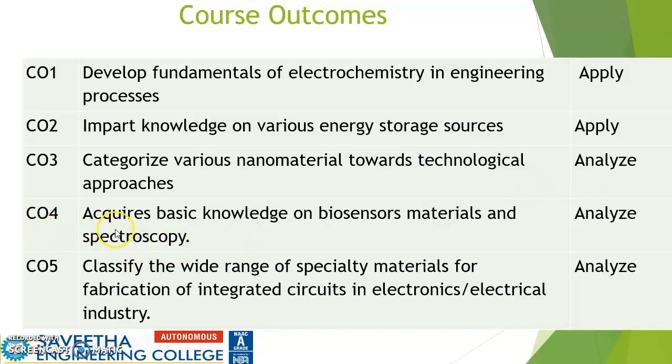The course outcome for the fourth unit is to acquire basic knowledge on biosensors, materials, and spectroscopy. The Bloom's taxonomy level is also analyze. The course outcome for the fifth unit is to classify the wide range of specialty materials for fabrication of integrated circuits in electronics and electrical industries. And the Bloom's taxonomy level here is analyze.